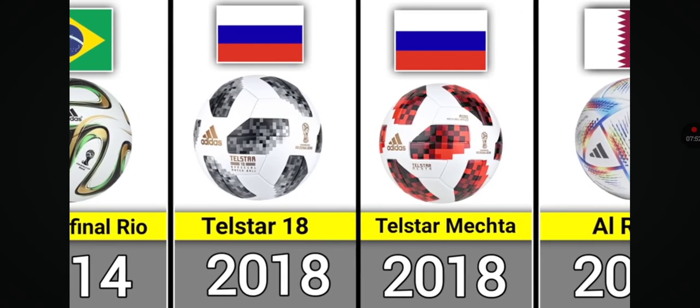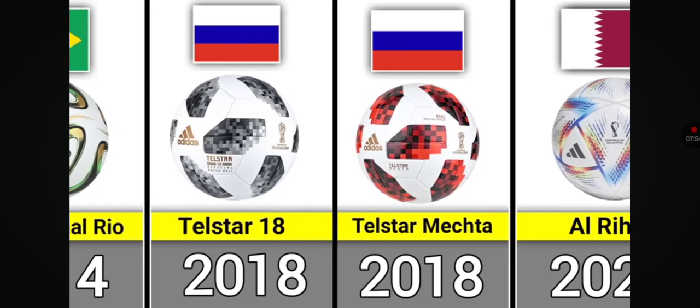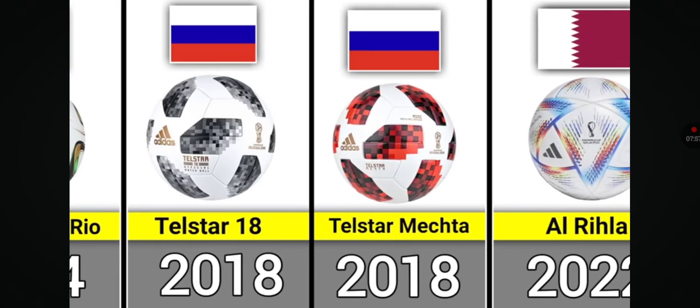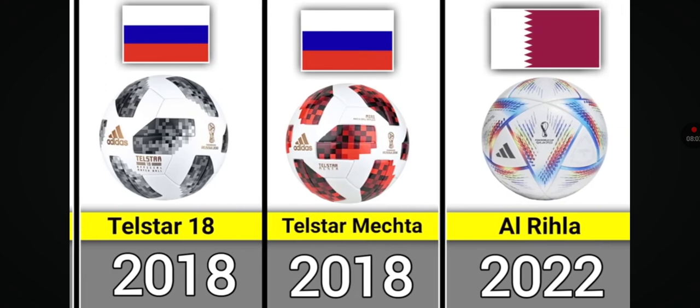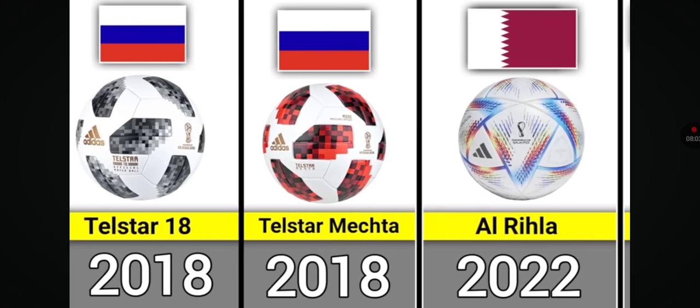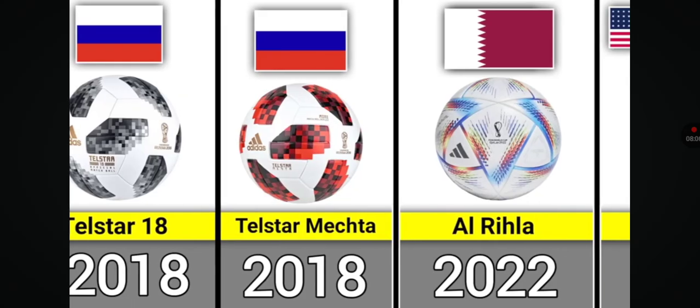2022 Al Rihla. Al Rihla, meaning the journey, was built for speed and precision. It supported the fast modern style of football. Technology helped create one of the most advanced World Cup balls ever. The game continued to evolve rapidly.